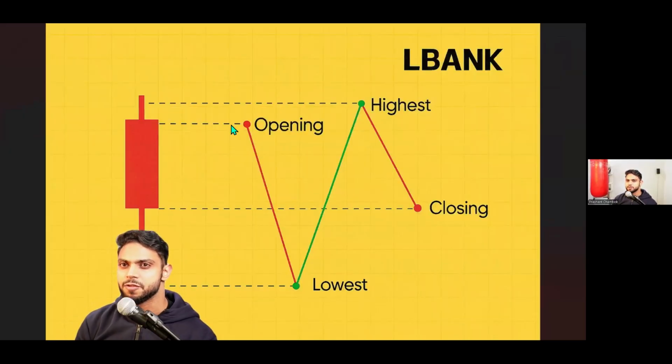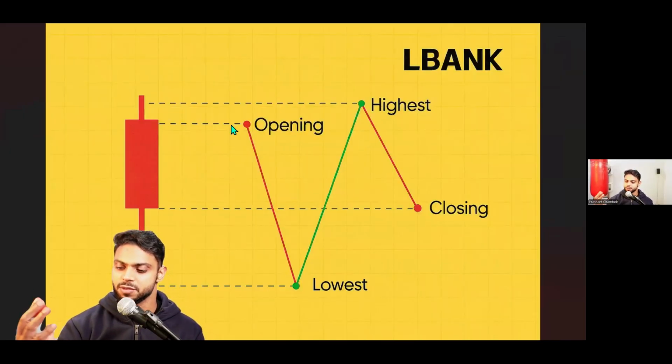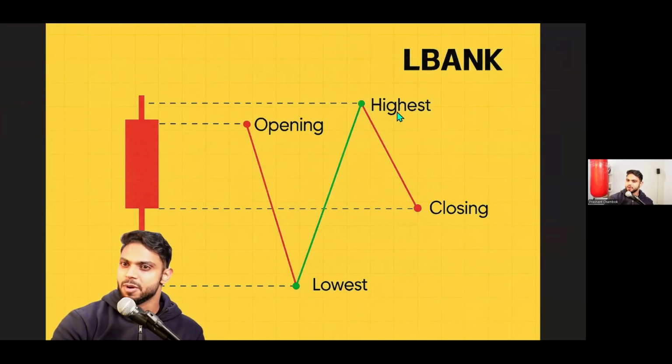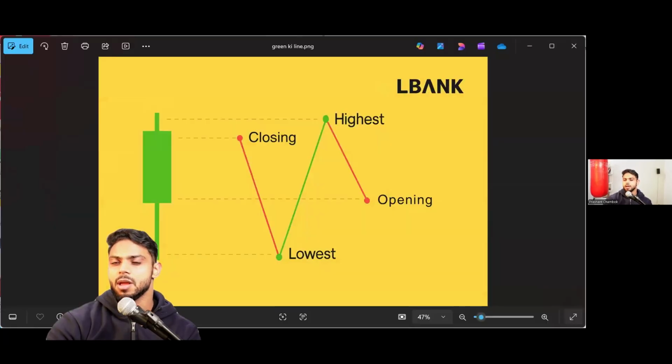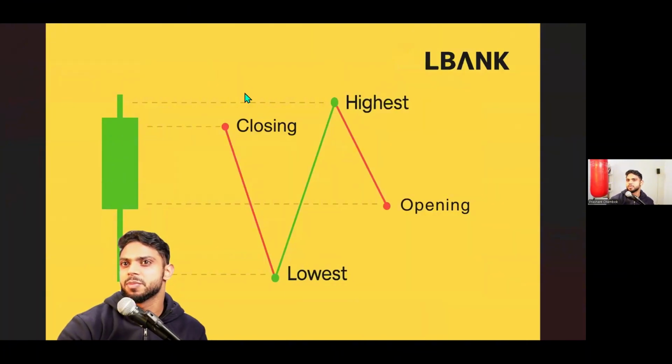the K-lines. Now a particular K-line has four key pieces of information: the highest price, the lowest price, the opening price, and the closing price. Now, if the opening price is higher than the closing price, it's a red K line. On the other hand, if the closing price is higher than the opening price, then it's a green K line.